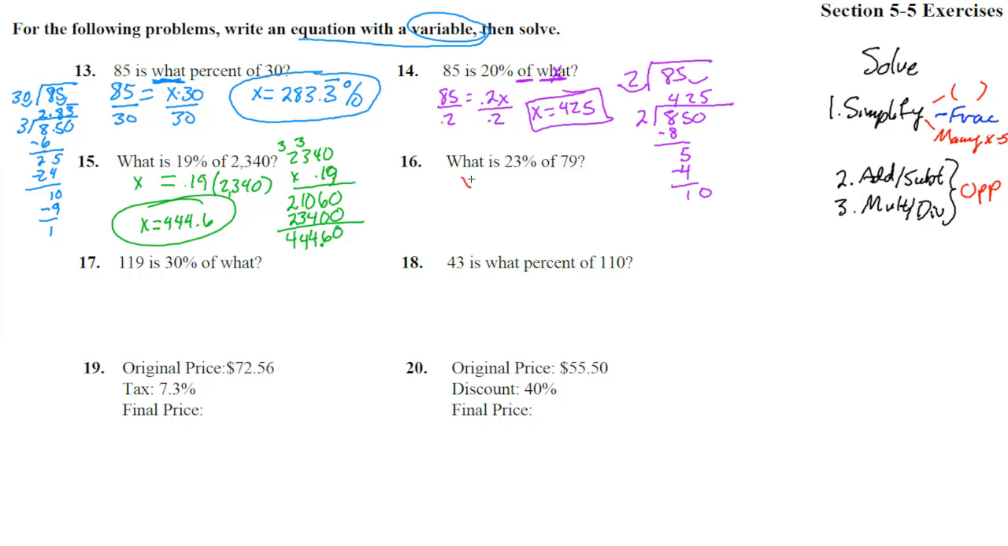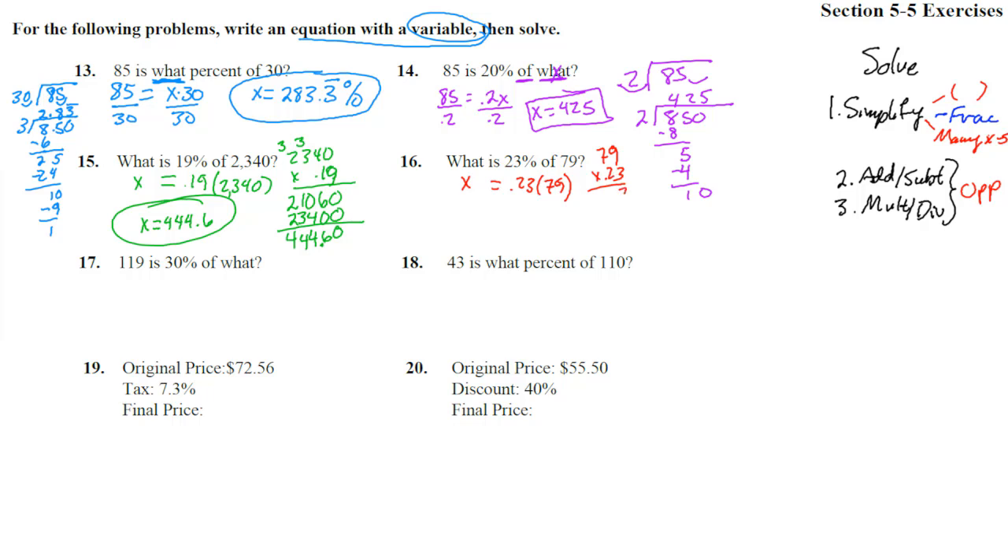Number 16. What is, so this is x equals 23%, that's 2 decimal places over, 0.23 of 79. Similar to number 15, there is no solving that we need to do to get x by itself, so we just need to multiply those two together. So we have 79 times 0.23.